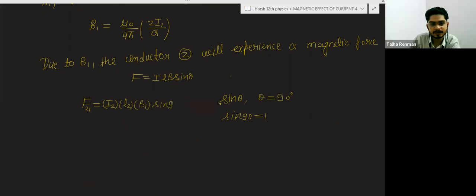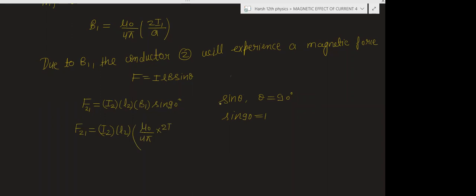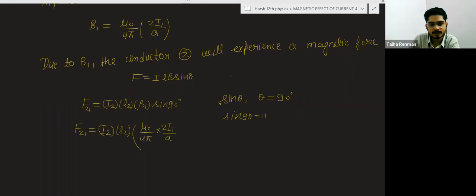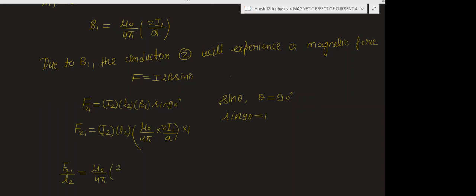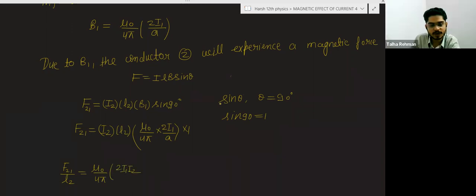So now you will put the values. I2 is there, L2 is there, and the magnetic field is given by mu 0 divided by 4 pi, 2 I1 by A. And sine 90 is 1. So finally you will get F21 by L2 is equal to mu 0 divided by 4 pi, 2 I1 into I2 divided by A.